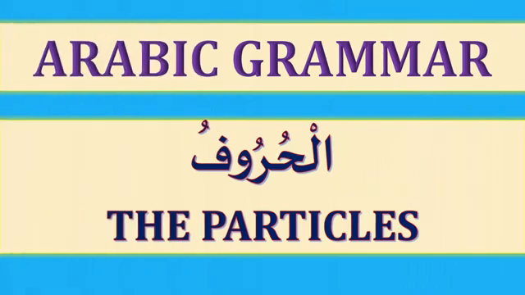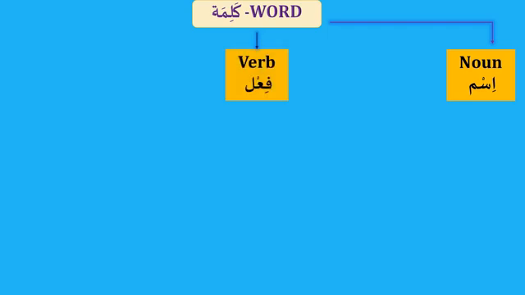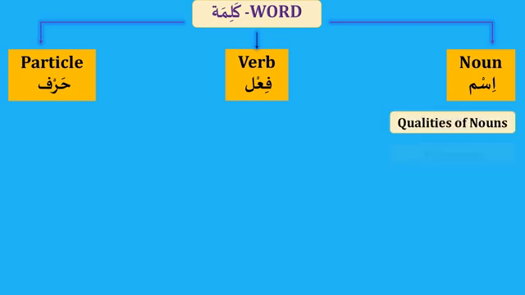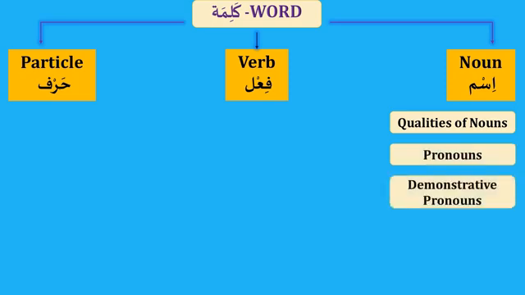Today's lesson will be about al-huruf, the particles, inshallah. Previously we learned that the Arabic word kalima has three types: ismun, noun; fi'lun, verb; and harfun, particle. We also learned the noun in detail in our previous lessons, such as qualities of nouns, pronouns, demonstrative pronouns, and relative pronouns. We will learn the verb in the future inshallah, but today we are going to learn harf, particle.